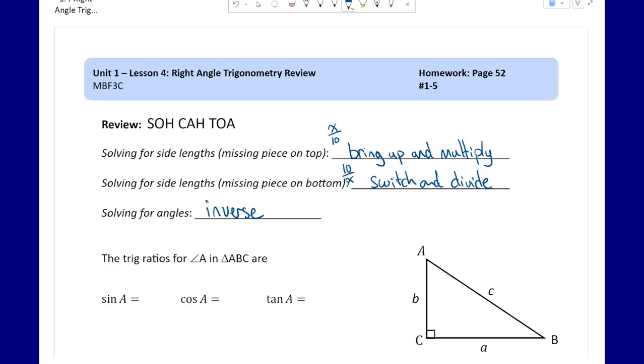The inverse would be something like sine -1, or cosine -1, or tan -1. That's what we mean by the inverse: sine -1, cos -1, tan -1. Those are all things that we could use, depending on what sides we're given, to find an angle.